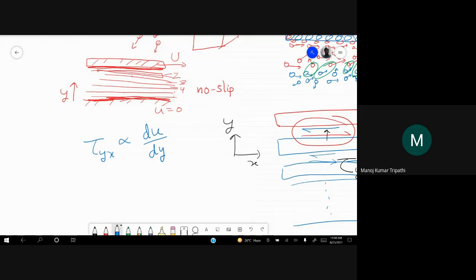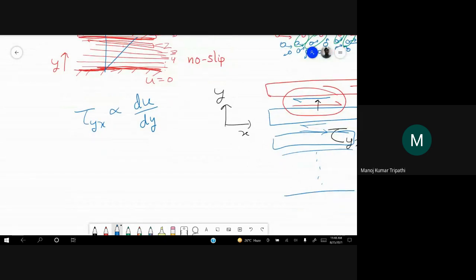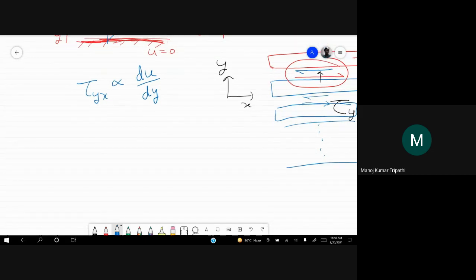As you know that velocity is 0 at the bottom plate and maximum at the top plate, capital U. So there is a gradient. What is du by dy? Because u is varying linearly, it is a constant, right? It is some constant number in this case. So tau yx is proportional to du by dy in this case, and the proportionality constant, that is viscosity. So this mu is viscosity.